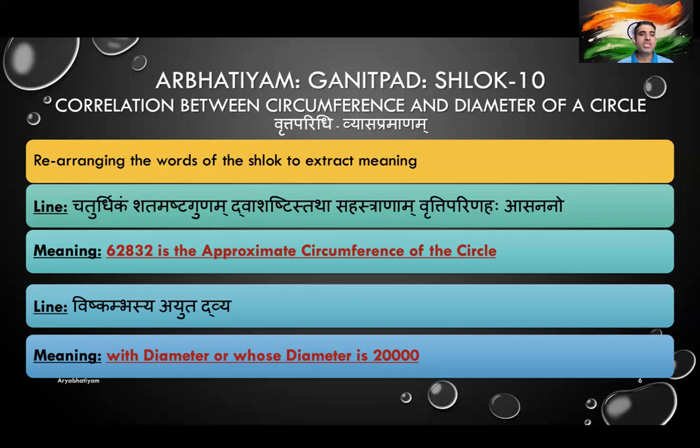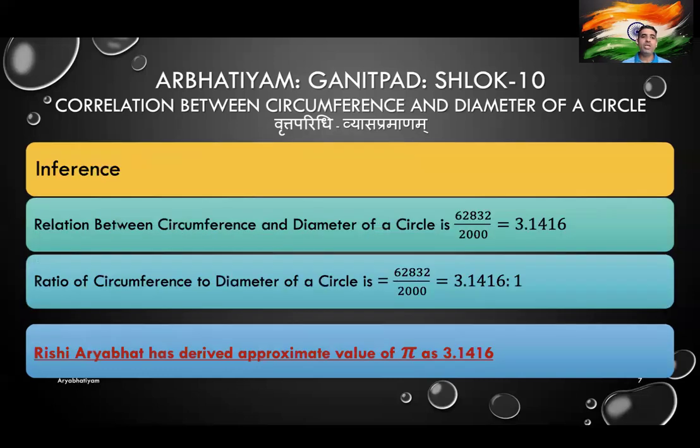So this means 62,832, whatever unit it could be, is the approximate circumference of the circle. The second line, or the remaining words, Vishakambasya Ayutadvaya, means whose diameter is 20,000. So in all, it is saying that 62,832 units is the approximate circumference of the circle whose diameter is 20,000 units.